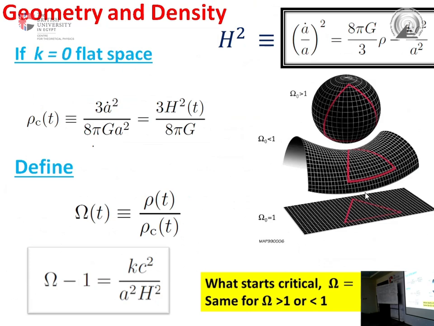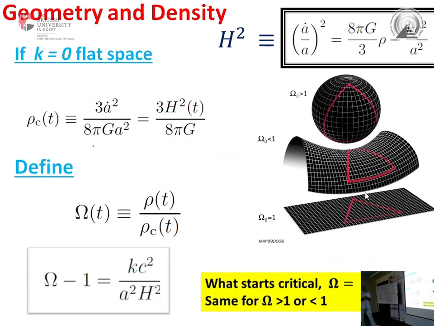So any universe that is, for example, matter dominated, or even worse, with radiation, we'll speak about that later, behaves like a flat universe. The curvature is negligible. Any universe that has matter or radiation early on behaves like that. And why?